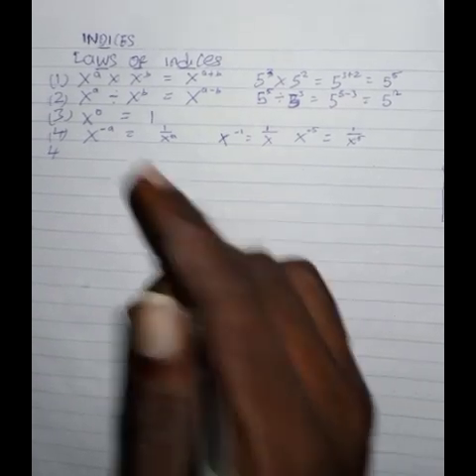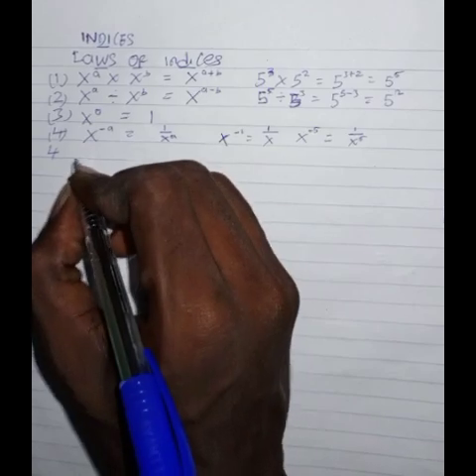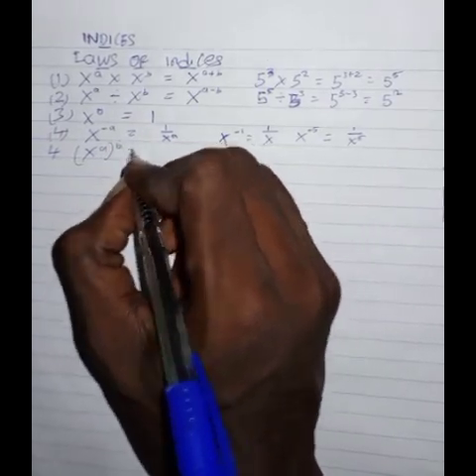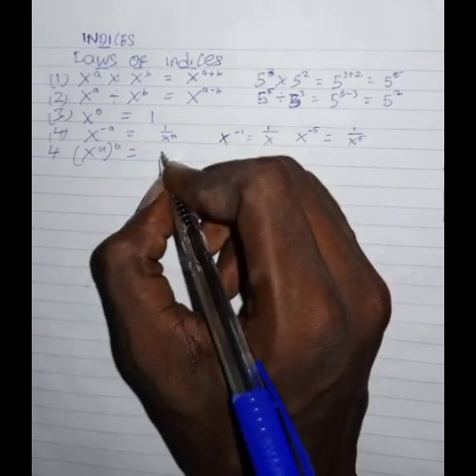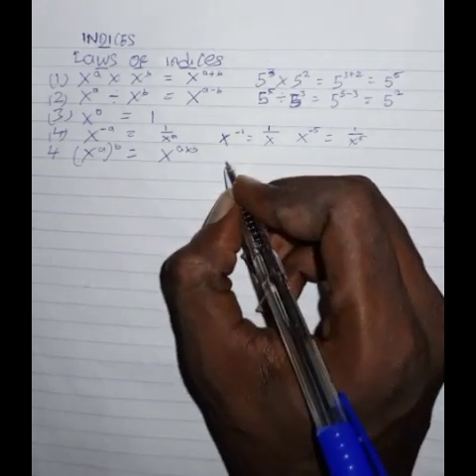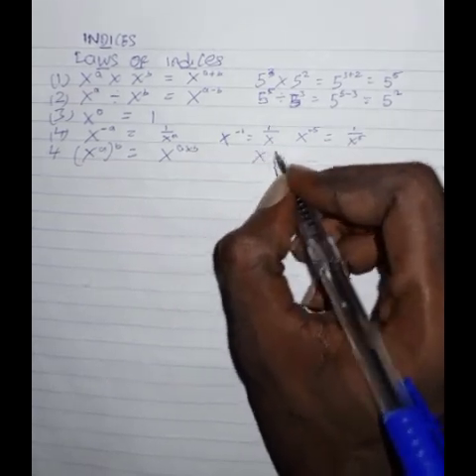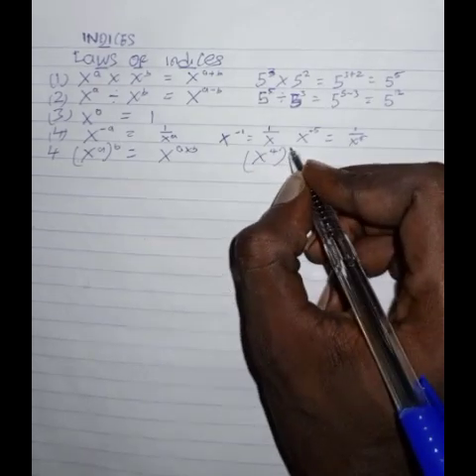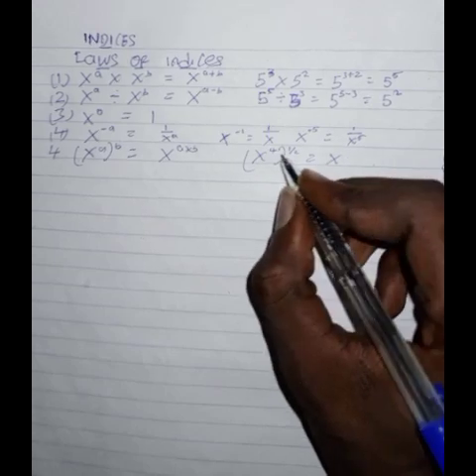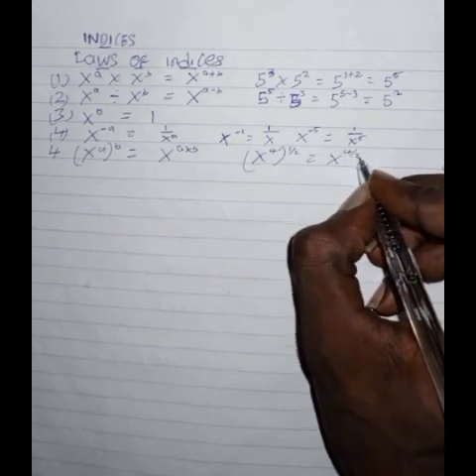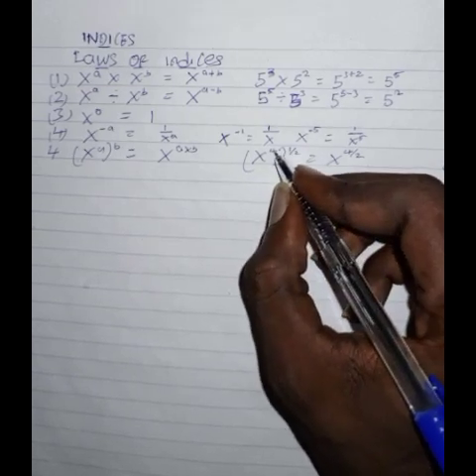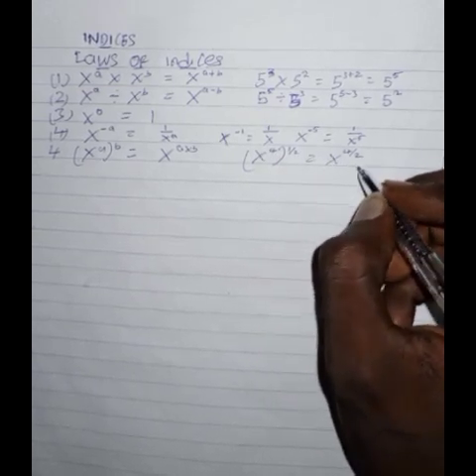Now another law we have here, the number 5 law, is if we have x raised to the power of a, in brackets, and then b outside the bracket. What this is simply saying is x raised to the power of a times b. For example, if I have x raised to the power of 4 in brackets, the power of 1 over 2, what I will simply be doing here is x raised to the power of 4 times 1 over 2, which is 4 over 2. Just multiply what is inside the bracket times what is outside the bracket.